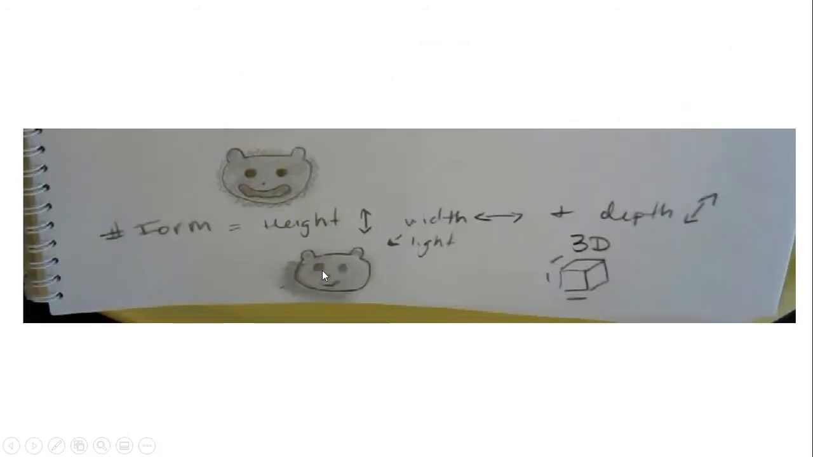So here's my little lion face. My light source is here. So it goes to a light, to a medium, to a dark on my image, and then I have my cast shadow underneath. Another good way to represent form is like in a cube. So a square here would have just height and width, but it also has that depth, and that's what turns something three-dimensional.